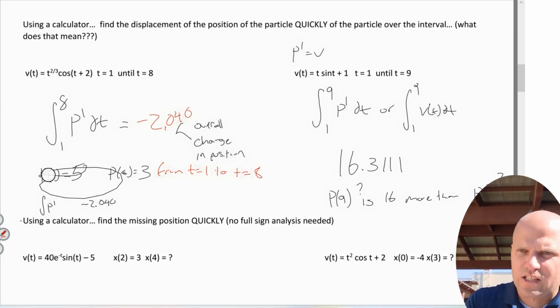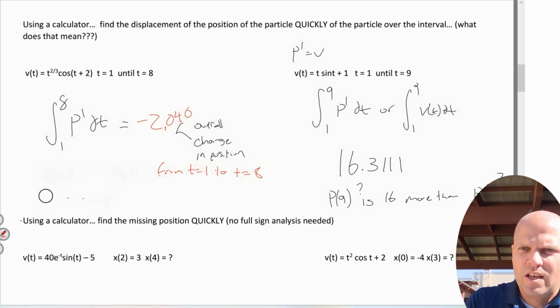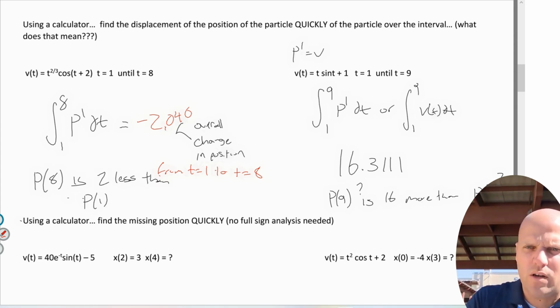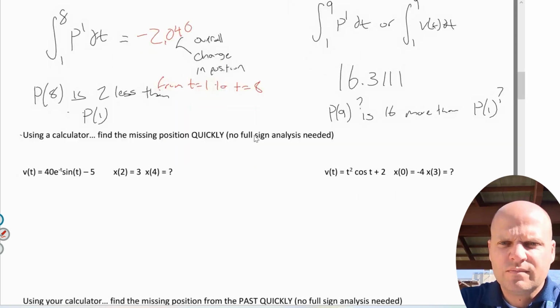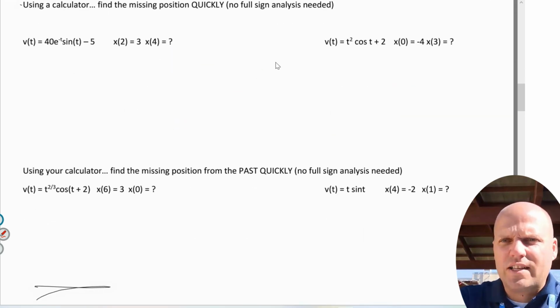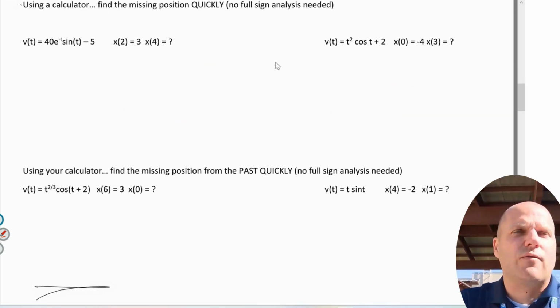I don't want to say this. I just want to say P of 8 is 2 less than P of 1. You know, that's the idea. We ended up 2 to the left of where we started. All right, and like we realize that relationship holds. We don't need a full sign analysis like we did on page 1.